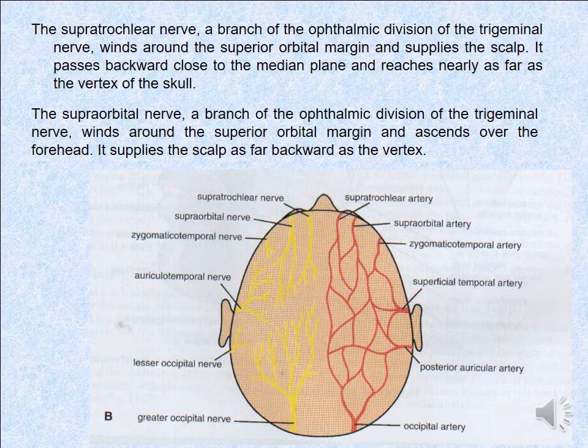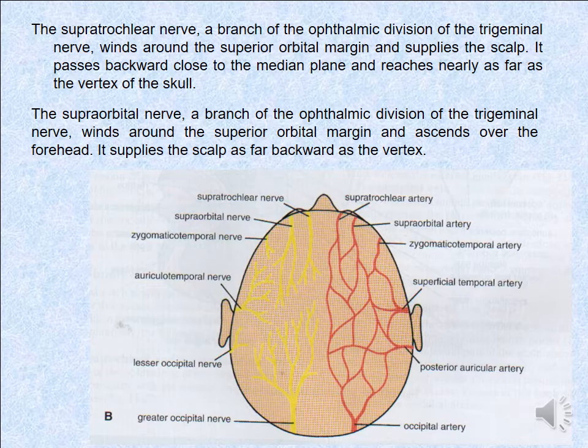The first division is the ophthalmic division. It has the supratrochlear and supraorbital nerve branches of the ophthalmic division of the trigeminal nerve. The supratrochlear nerve winds around the superior orbital margin and supplies the scalp. It passes backward, close to the median plane, and reaches nearly as far as the vertex of the scalp. The vertex means the top of the scalp. So this nerve reaches to the top of the skull and gives the sensory innervation of this part of the skull.